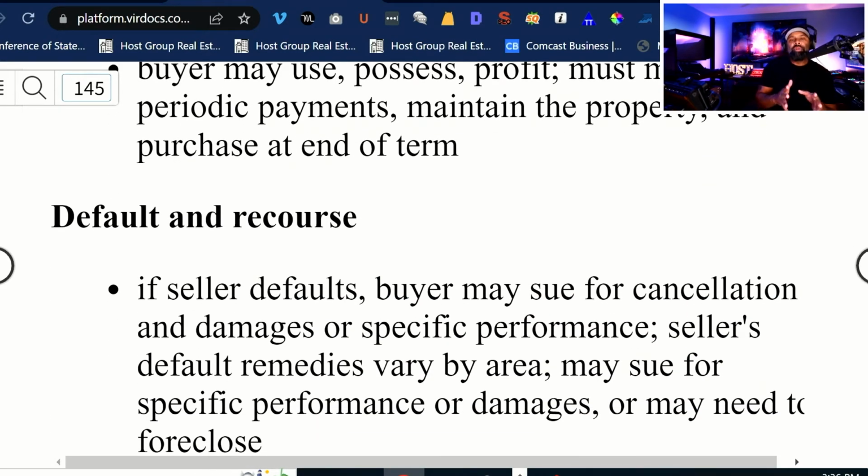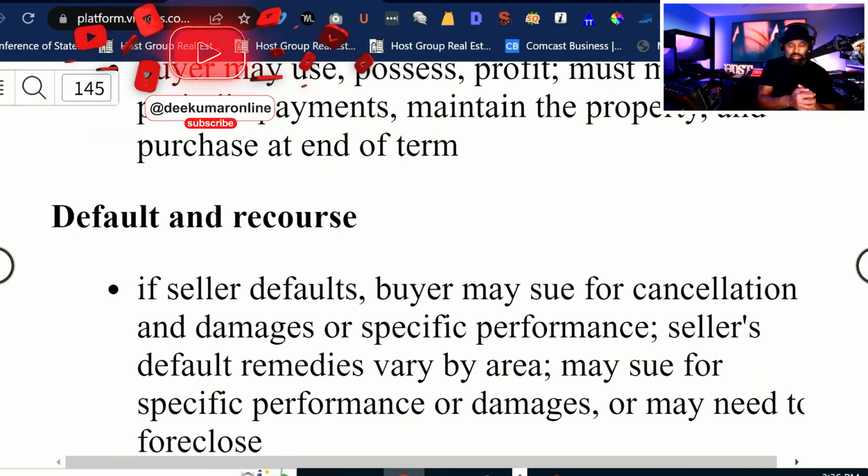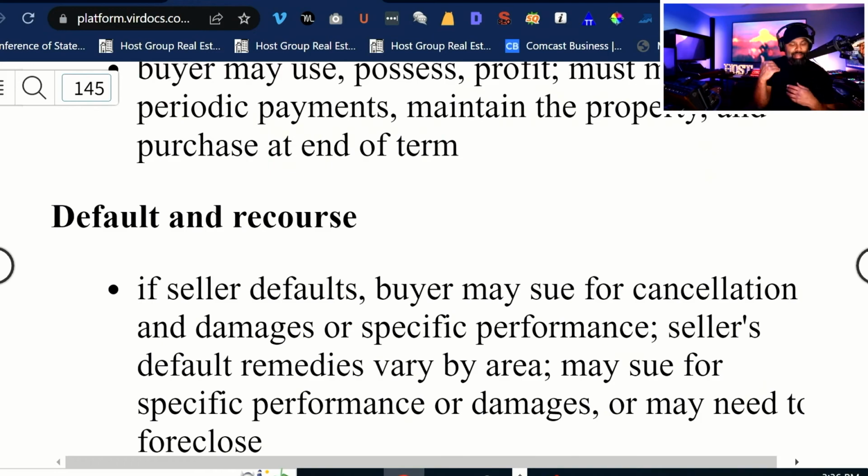Upon default of an option agreement or installment contract, if the seller defaults, the buyer may sue for cancellation and damages or specific performance, which is a common thread, right, we see in most contracts for real property. The seller's default remedies vary by area, may sue for specific performance or damages, or may need to foreclose.